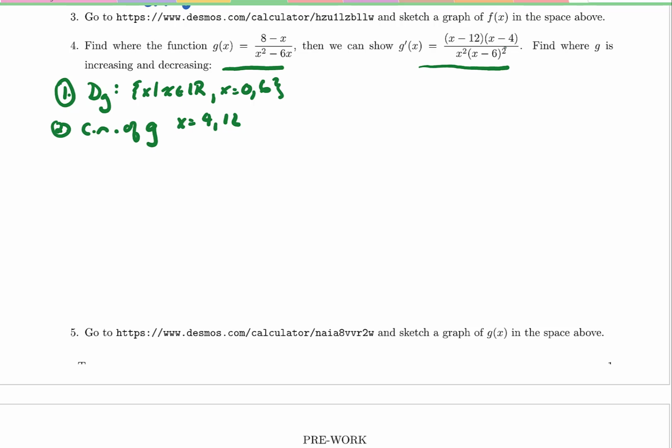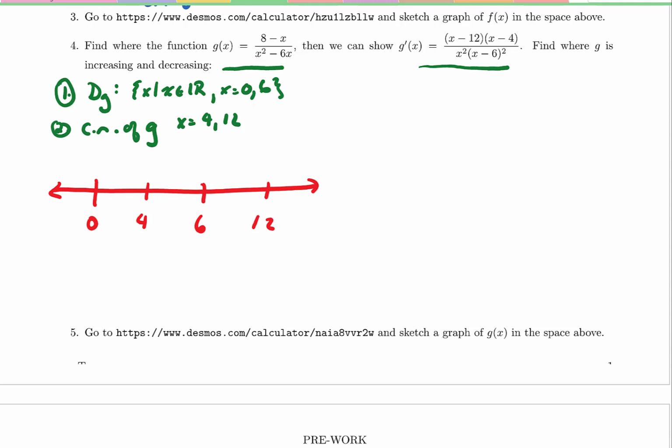So then what do we do? Well, this is this new technique, and we're going to build a number line. On the number line, we're going to put all the critical numbers of g, and we're going to put all the places where g was undefined. So 0 is going to show up, and 4 is going to show up, and 6 is going to show up, and 12 is going to show up.